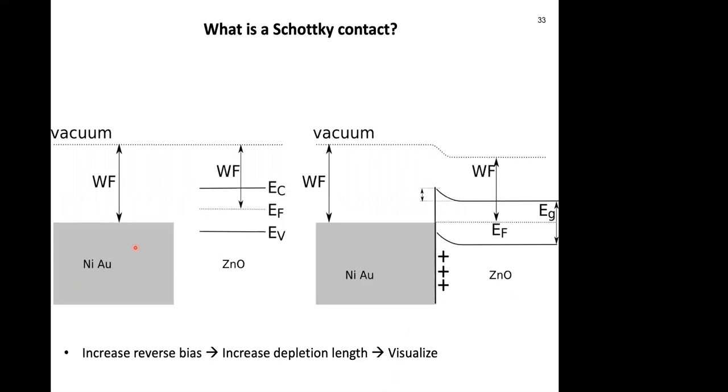If we have a metal and a semiconductor far away, the vacuum level is continuous. Then if we bring them into contact, we have two conditions: the Fermi level needs to line up, and the vacuum level needs to be continuous. These two conditions force the valence and conduction bands to bend either up or down at the interface. Therefore we get this region that is void of any mobile charges, the so-called depletion region. So what we're trying in the holography experiment is to more and more increase the reverse bias, increase the depletion length, and this is what we want to see.